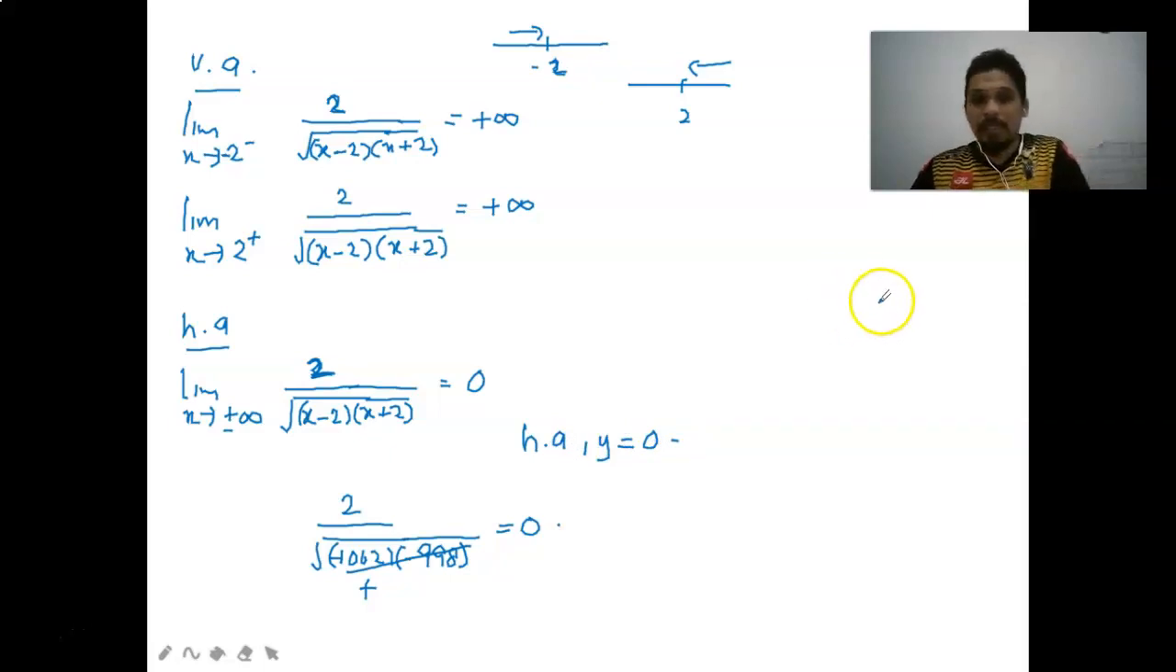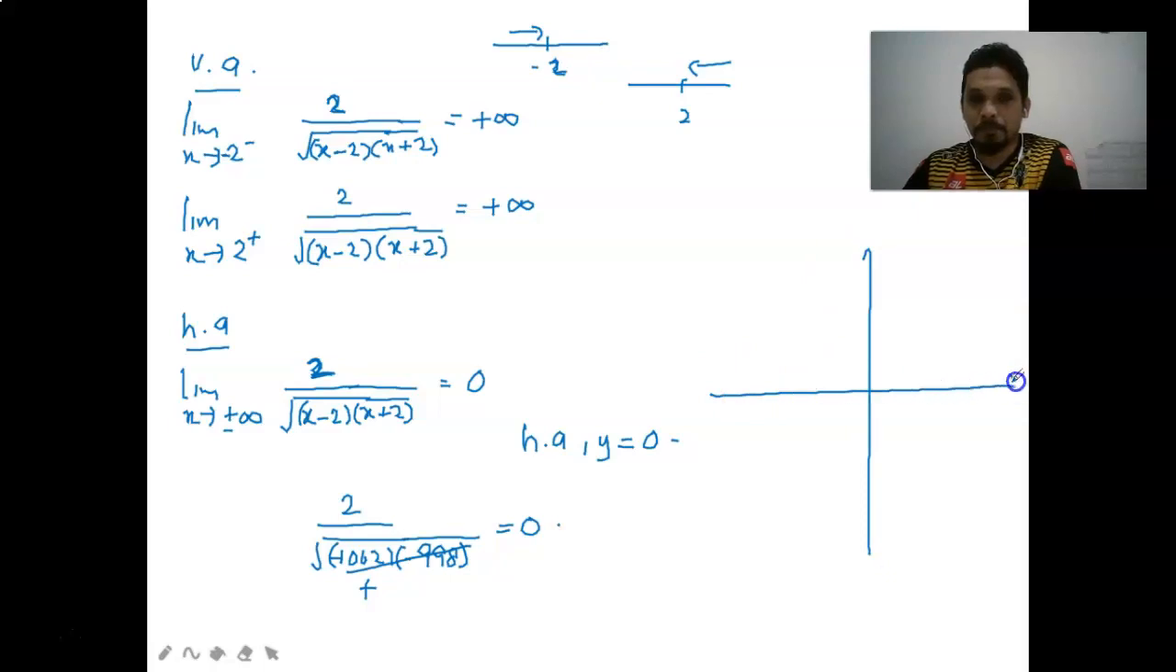So now let's sketch the graph. We have negative 2 here and 2 here.